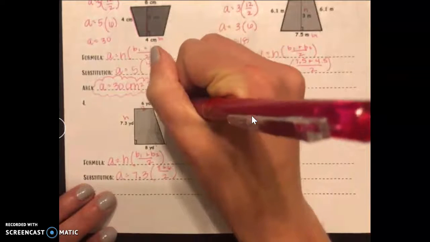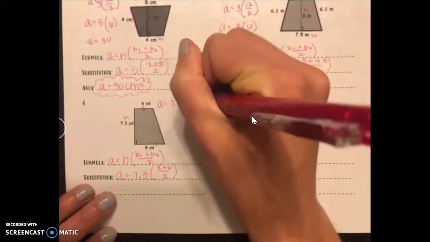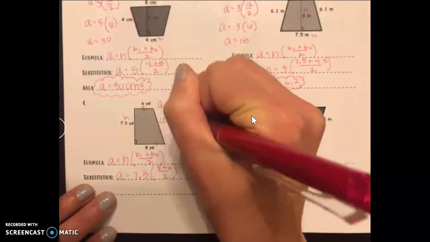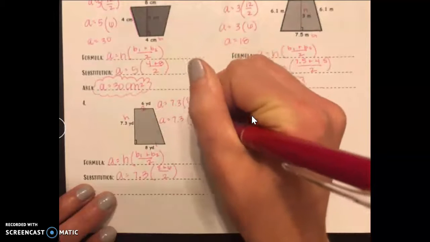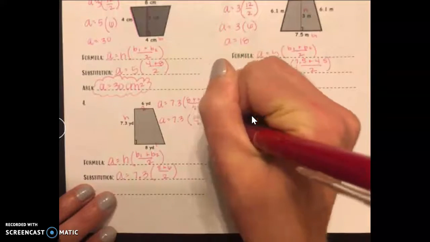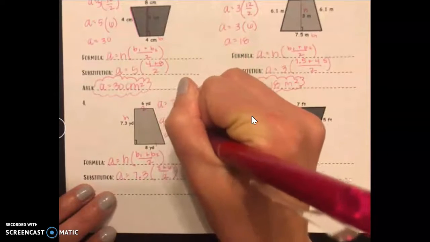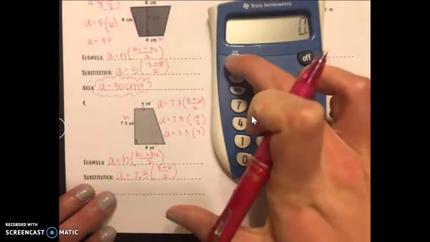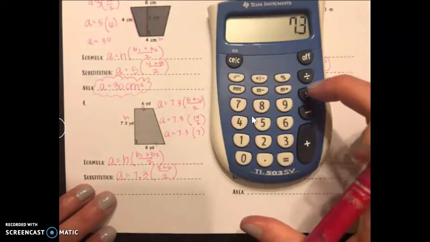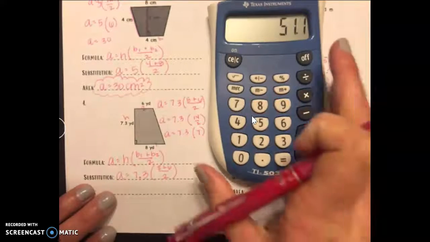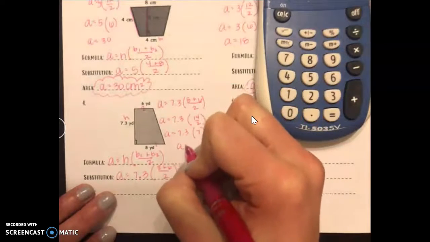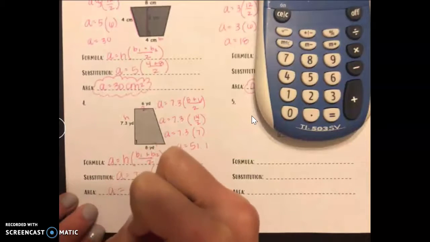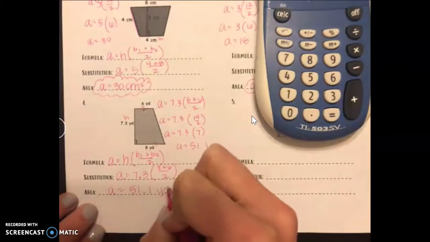Area equals a height, 7 and 3/10, times 8 plus 6, which gives me 14 over 2. So area equals 7 and 3/10 times 14 over 2, which would give me 7. And to be on the safe side, 7 and 3/10 times 7 looks right. So area equals 51/10. So A equals 51 and 1/10 of a yard squared.